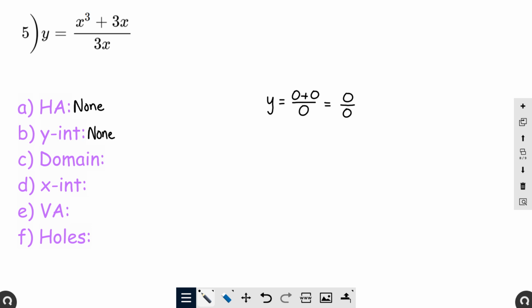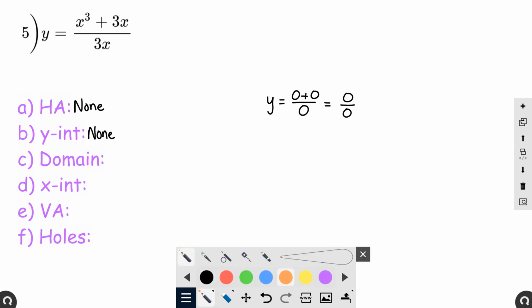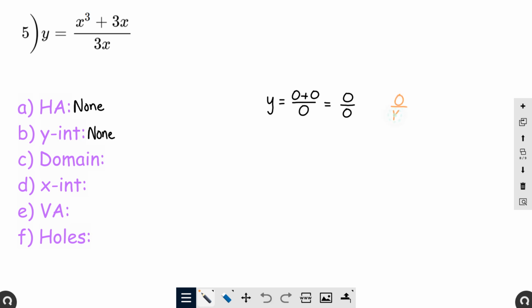So, remember, it's okay to say 0 if 0 is on the top and there's a different number on the bottom, but it's a no-no if there's a 0 on the bottom. Okay? This does not work, so we say none. It's undefined. It's not an answer. So it's okay to say 0 if 0 is on top. It's a no-no if 0 is on the bottom.